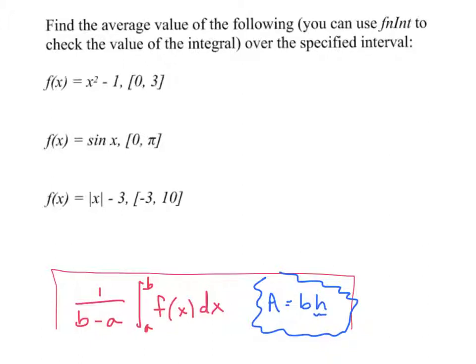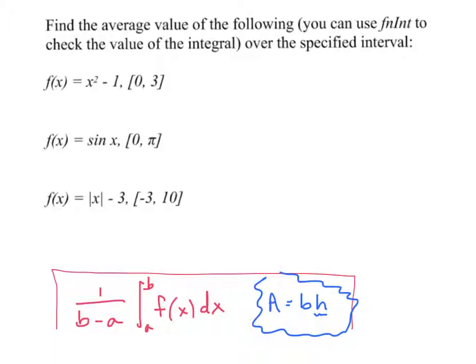Okay, I'm just going to put a little underline. How do I find the height? And the answer is you divide by the base. Well, that's what we're doing here. We're finding the area that we want the rectangle to have with the integral, and then we're dividing by the width of the base, which is simply the difference between the endpoints.